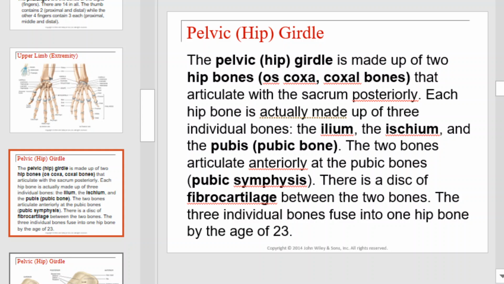The 2 hip bones articulate anteriorly at the pubic symphysis. There is a disc of fibrocartilage between the 2 bones. The three individual bones fuse into one hip bone by the age of 23.